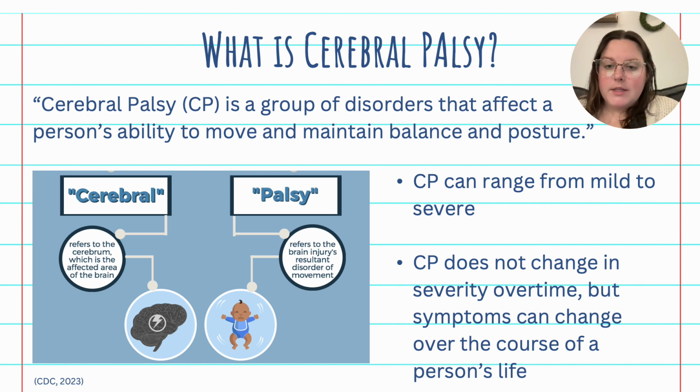Over the course of one's life, CP does not change in severity over time. So, if you're diagnosed with mild CP, that doesn't mean that as you get older, it's going to become severe. You're always going to have mild CP, but the symptoms can change over the course of a person's life. The symptoms can become more difficult or challenging for them to be able to do things throughout the day, but that doesn't change the level of severity of their diagnosis. So in the next slide, we're going to talk about the different types of CP.